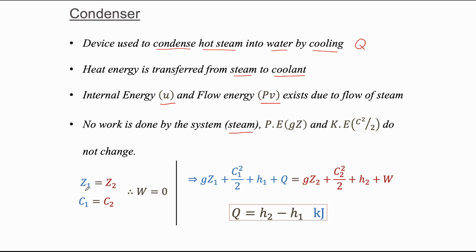So we can say that height at the inlet and outlet are going to be the same, and the velocity at the inlet and outlet are going to be approximately the same. The system is not doing any work, so work done is equal to zero. So we can cancel the potential energies and we can cancel the kinetic energies, and finally we have enthalpy and heat transfer because the work done here is zero. So as we saw in the boiler's case, the condenser also has the same equation, which is Q is equal to enthalpy at the outlet minus enthalpy at the inlet.